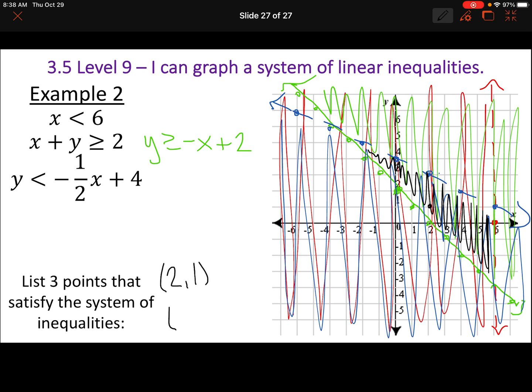Let's do one on the solid line. 2 of these are dashed, 1 of these is solid. So like this point right here would satisfy the system. That's 4, -2. And then last but not least, let's just do this guy right here. 5, 0. Good luck on your practice today.